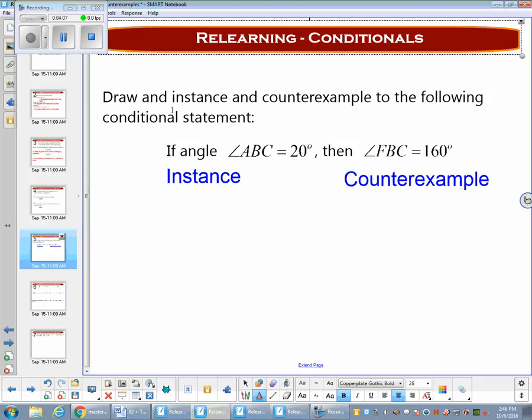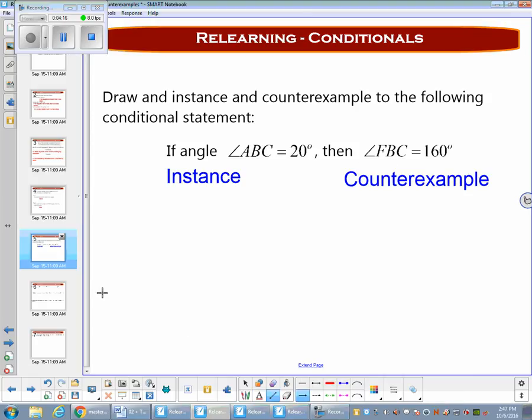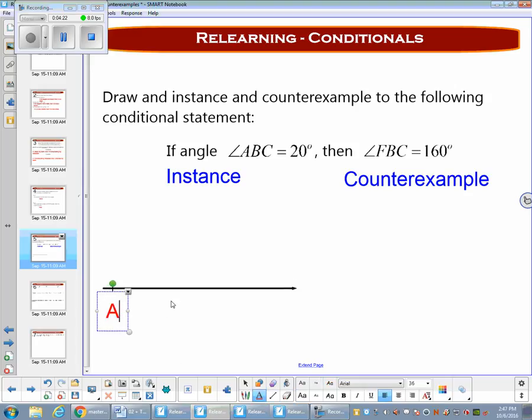Now it says, draw an instance and a counterexample for the following statement. If angle ABC is 20, then FBC is 160. So an instance would be if I have A, B, let's have C out here, and I'd mark that this is 20 degrees. So then FBC has to be 160 degrees. And I'll throw a little F over here. Now, this makes sense because they both add up to 180.